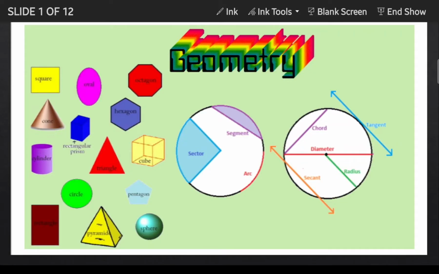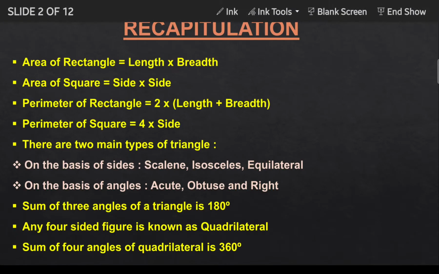Dear students, in this video, we will discuss how to solve the basic geometrical questions. For that, we need to recapitulate few geometrical points. For example, area of rectangle. The formula for area of rectangle is length into breadth. Area of square, side into side. Formula for perimeter of rectangle, 2 into length plus breadth. Perimeter of square, 4 into side.